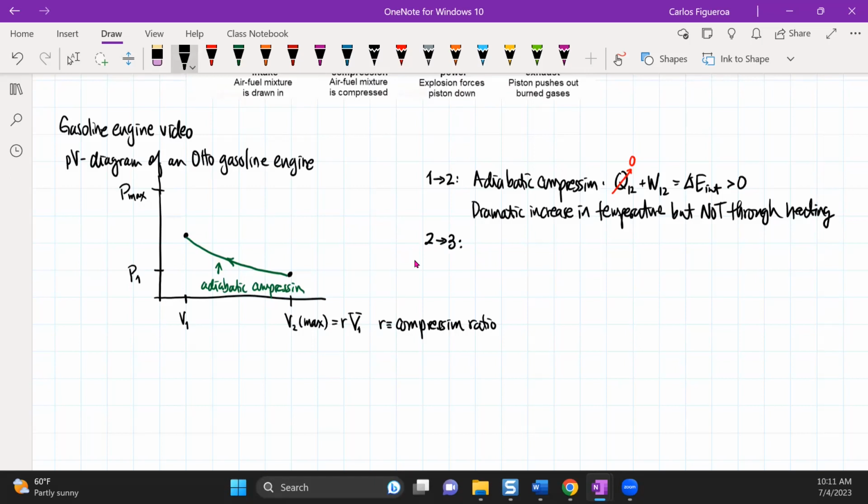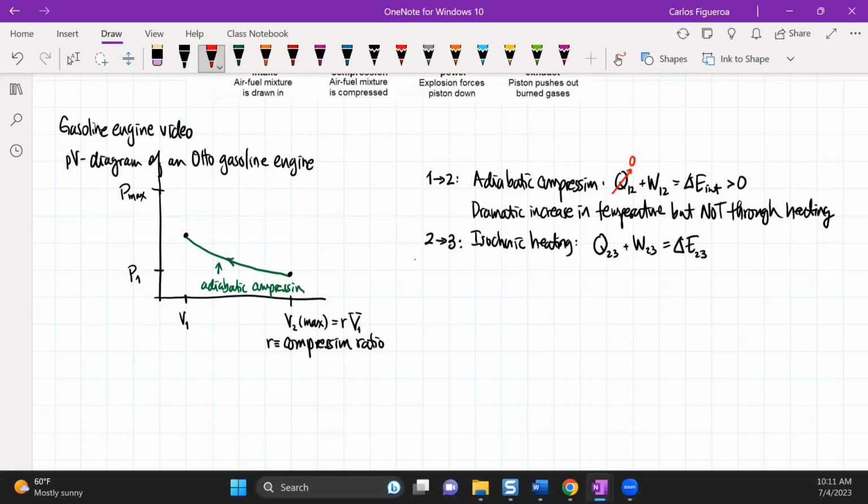So now what happens, you then go through, I said isobaric, I meant isochoric heating. This is going to get in the way, so I'm going to move this right over here. So I go through isochoric heating, which then means that the heat from 2 to 3 plus the work from 2 to 3 must equal the change in internal energy between 2 and 3. But because this is isochoric, we know that the work is 0 here.